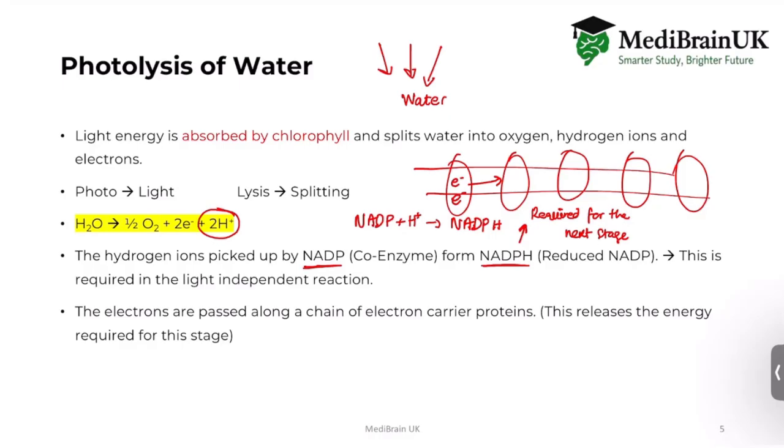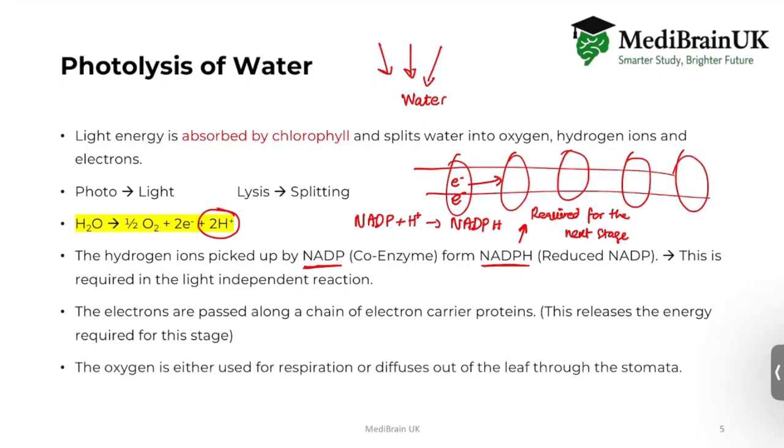Okay, so we've looked at what happens to the hydrogen ions. We've looked at what happens to the electrons. What happens to the oxygen? Well, the oxygen, it's either used in respiration because we need oxygen for respiration, or it just diffuses out of the leaf through the stomata. That's what happens to the oxygen. We don't need oxygen for photosynthesis. That's why the oxygen which is produced, it's either used in the respiration of the plant, or it just diffuses out and we use it as humans to respire.